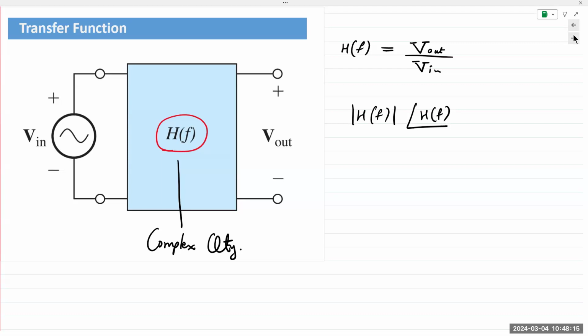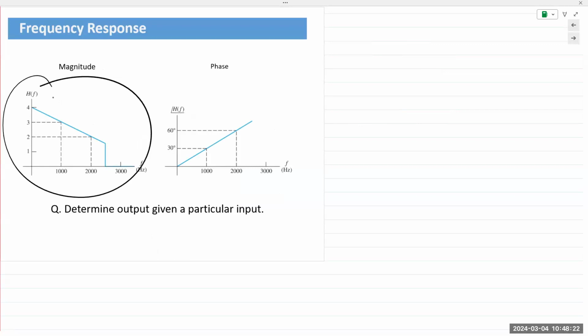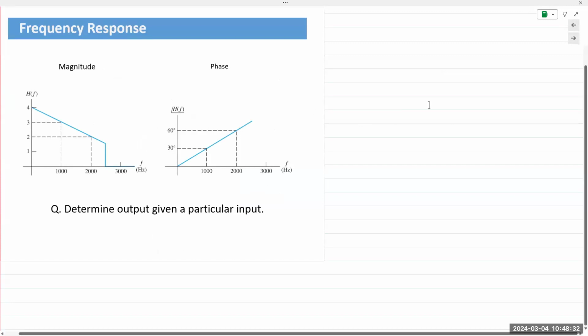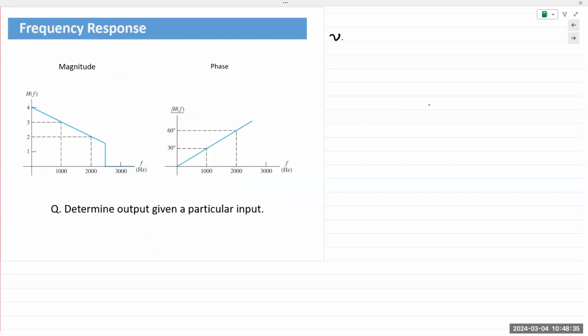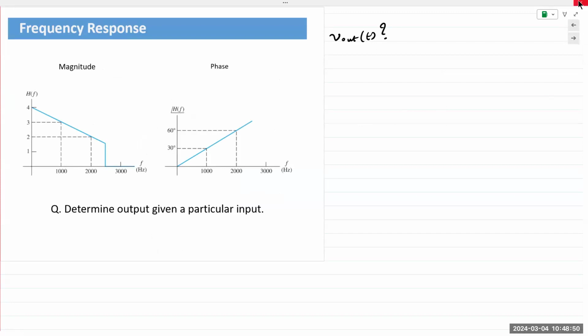So let's look at an example where H of F is described graphically. On the left here, it describes the magnitude at different frequencies. On the right here, it describes the phase at different frequencies. We are asked to find V out of t. The homework problem, by the way, is exactly similar to this one, okay? It shouldn't take you more than 10 minutes to get it done.